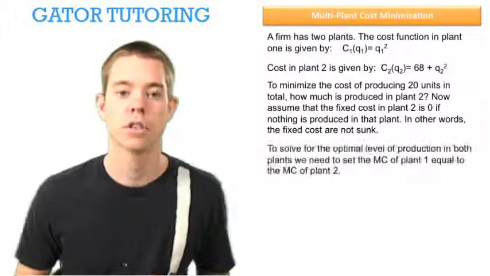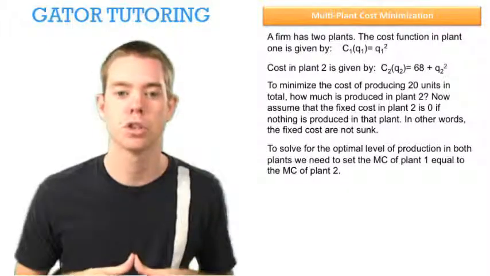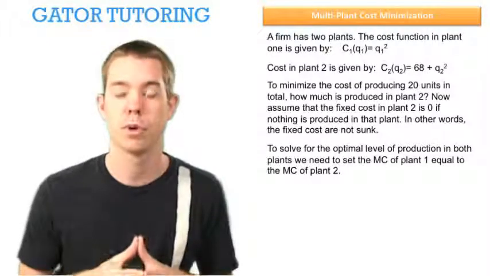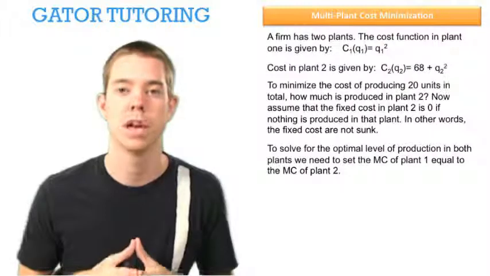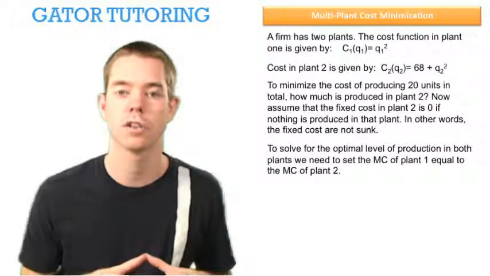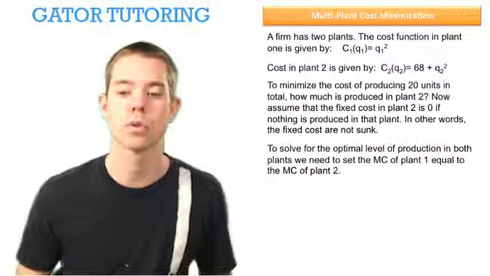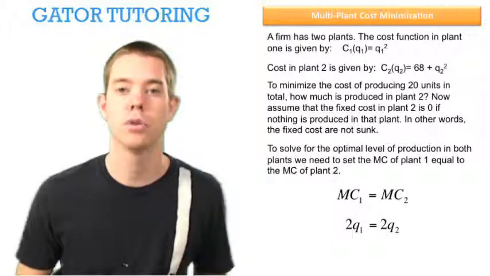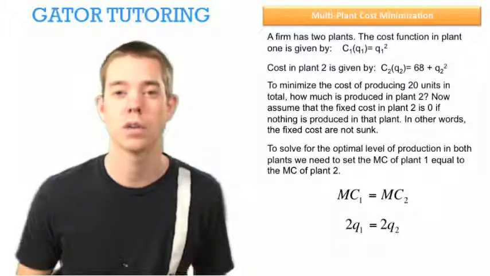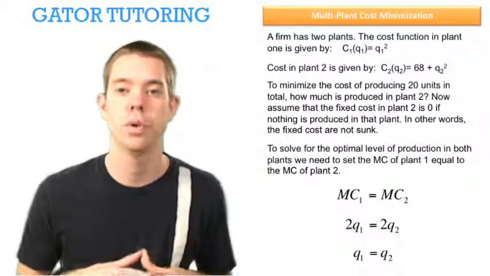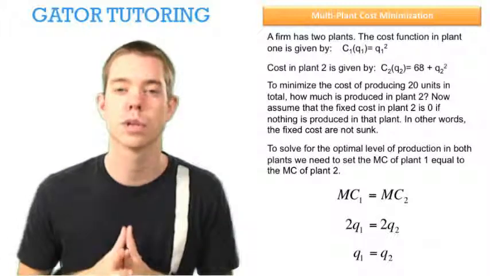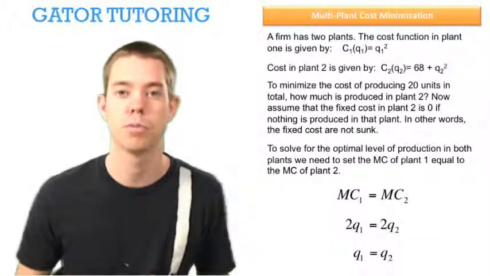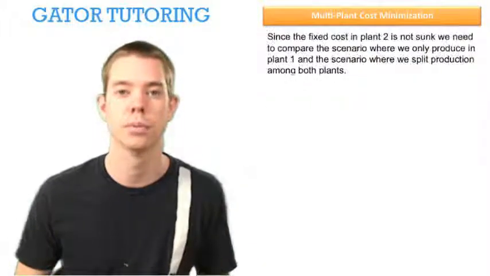So first, let's solve for the optimal level of production in both plants if we were to bring both plants into production. And the way we do that is by setting the marginal cost of plant 1 equal to the marginal cost of plant 2. We see the marginal cost of plant 1 is 2Q1 and the marginal cost of plant 2 is 2Q2. So they're identical marginal costs. So Q1 is going to equal Q2. That means we're going to split production evenly among both plants if we do build plant 2.